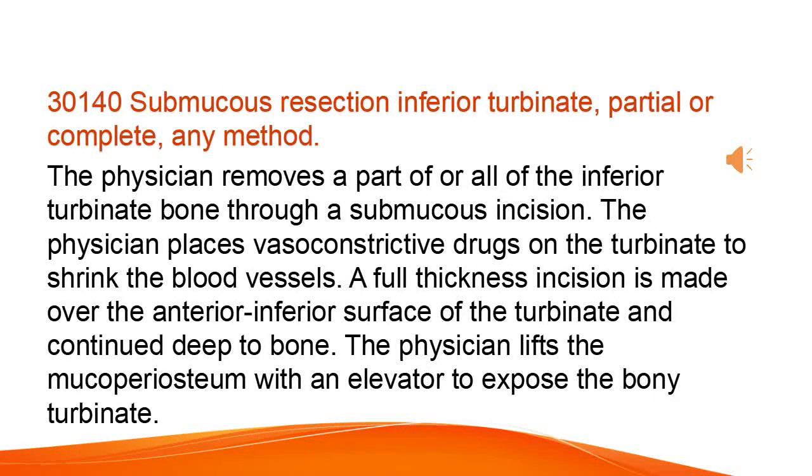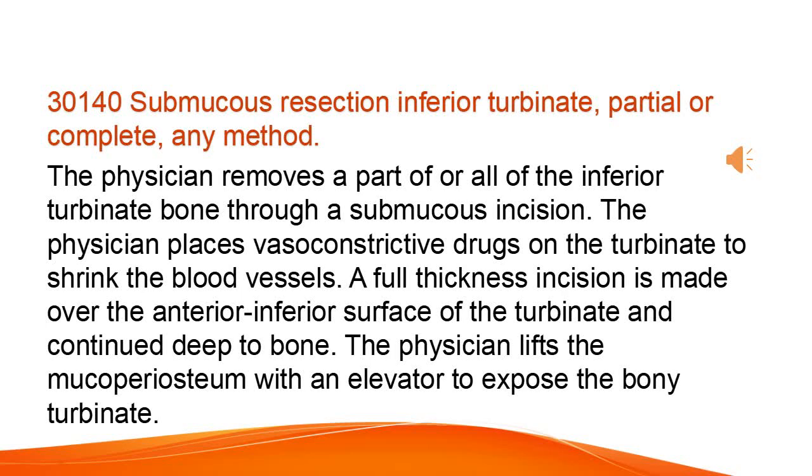Submucous resection inferior turbinate, partial or complete, any method. The physician removes a part of or all of the inferior turbinate bone through a submucous incision. The physician places vasoconstrictive drugs on the turbinate to shrink the blood vessels. A full-thickness incision is made over the anterior-inferior surface of the turbinate and continued deep to bone.